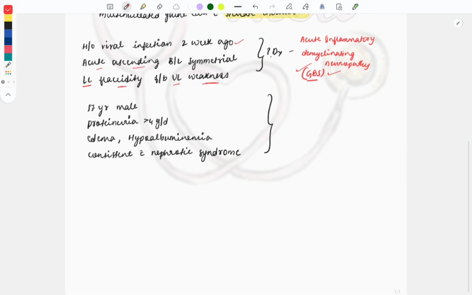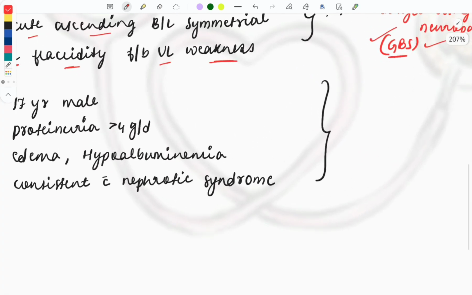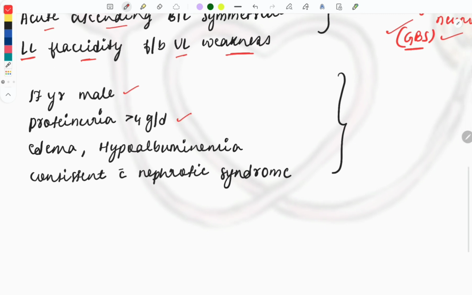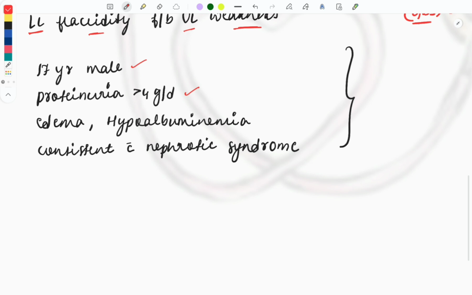Then moving on to the last clinical case for today's session, a 17-year-old male was there. He came with complaints of proteinuria more than 4 gram per day, and along with that complaints of edema, hypoalbuminemia, which was consistent with nephrotic syndrome. So the diagnosis itself they have given, that the patient was having nephrotic syndrome.